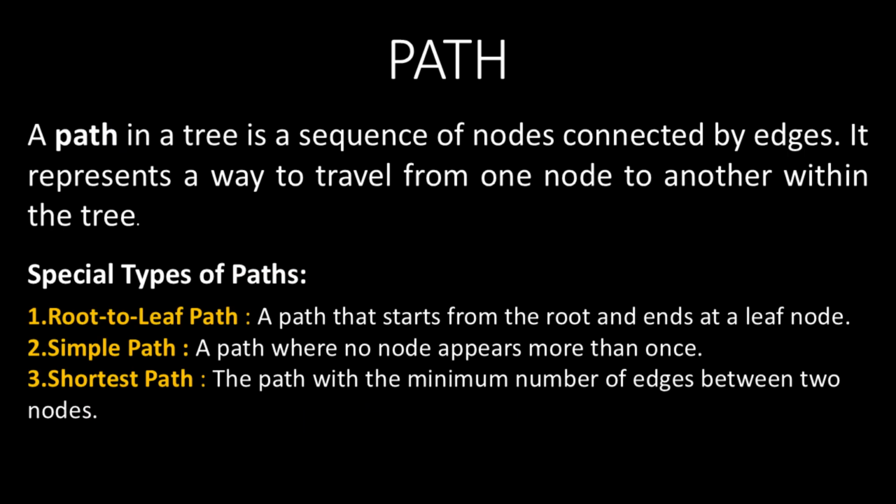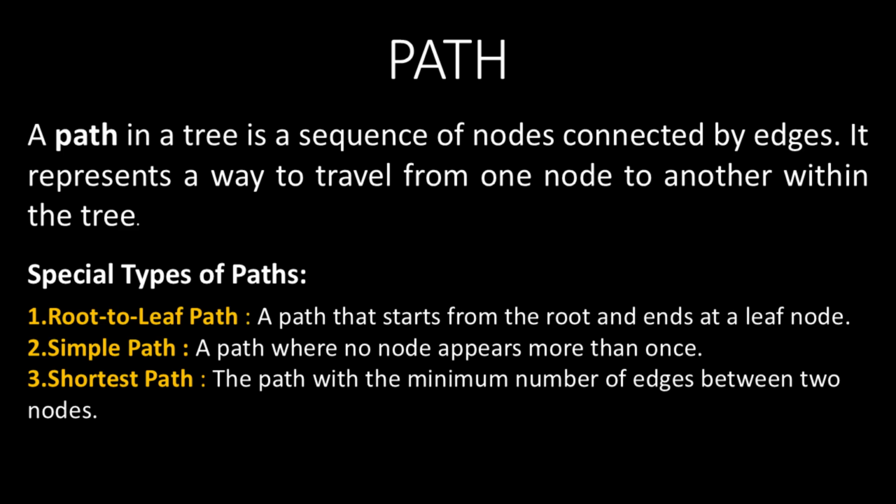Let's see what is a path. A path in a tree is a sequence of nodes connected by edges. It represents a way to travel from one node to another node within a tree. Here are the types of paths. First one, root to leaf path. A path that starts from the root and ends at a leaf node. Second one, simple path. It means a path where no node appears more than once.